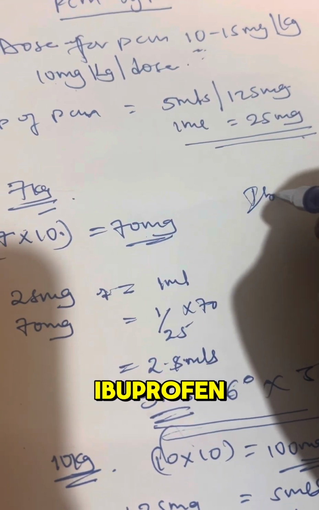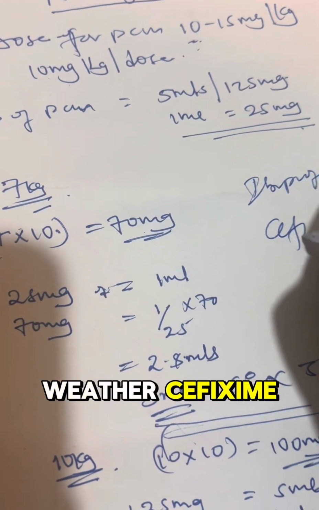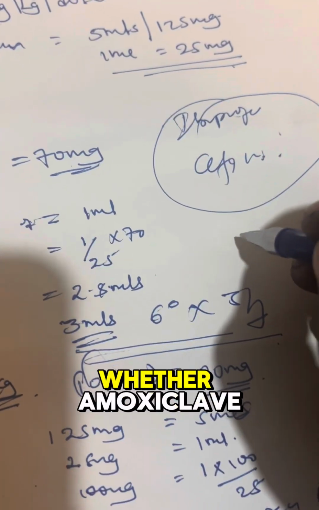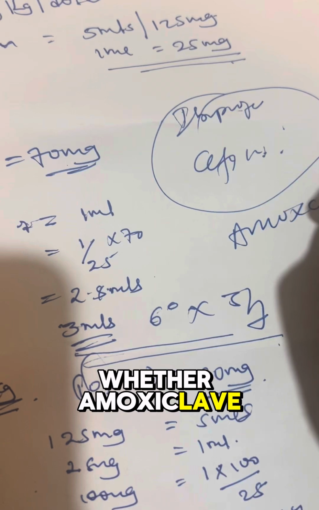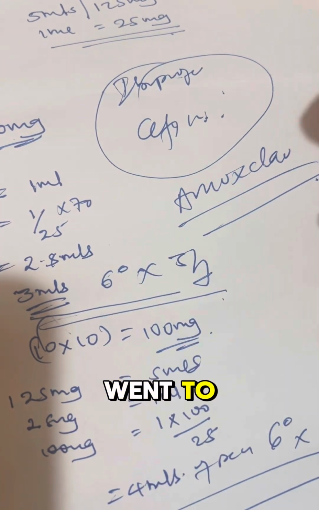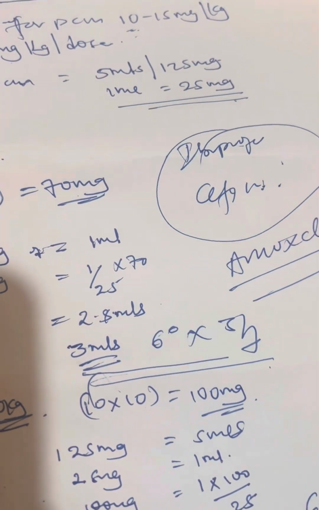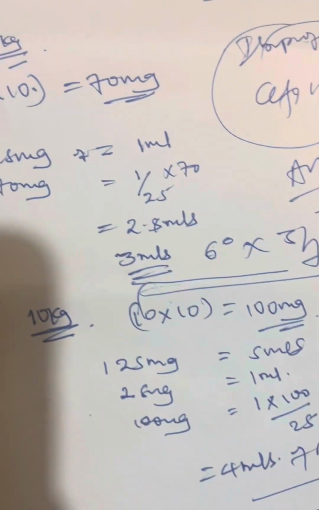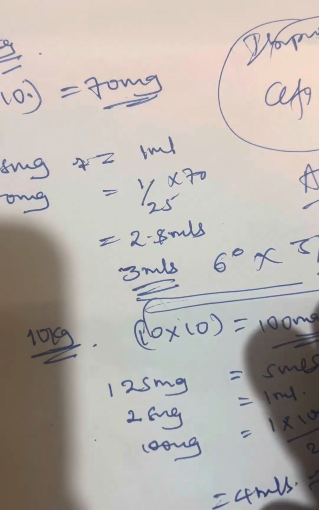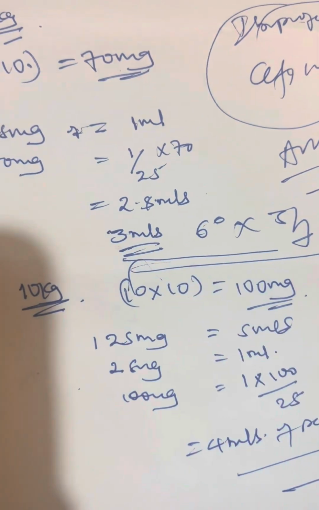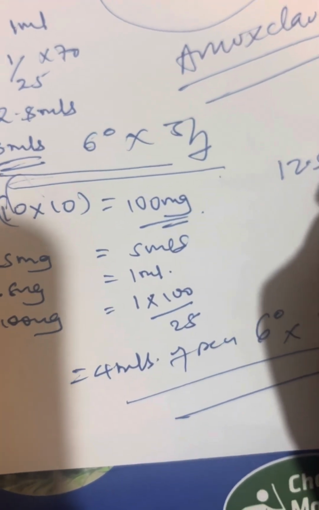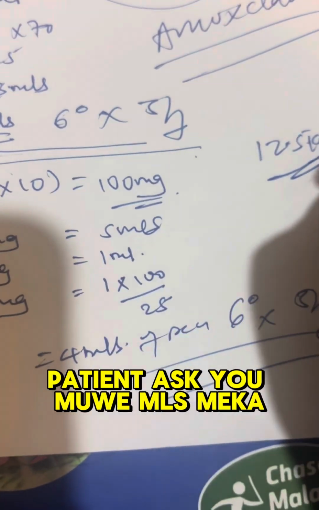Whether ibuprofen, whether cefixime, any syrup you may think about in children, whether amoxiclav. Don't be like someone who never went to school. A patient asks you, how many mils should I give out? Maybe 2, maybe 5. And most of you are good at giving out 5 mils of paracetamol. But somebody who is supposed to get 5 mils of paracetamol is supposed to be around 12.5 kilograms.